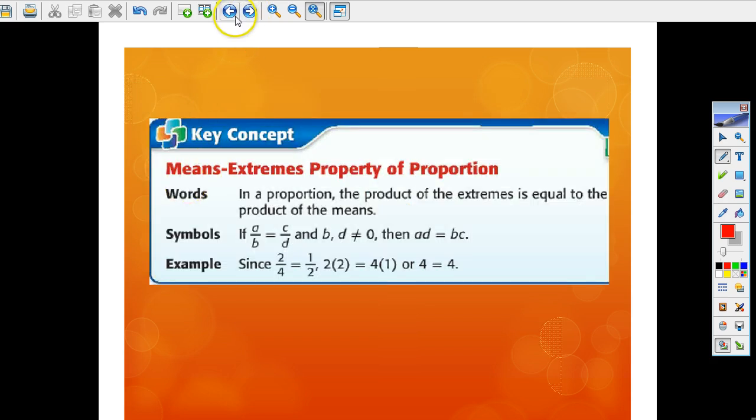Key concept: means, extremes, property of proportion. In a proportion, the product of the extremes is equal to the product of the means. That means A over B equals C over D, or A times D equals B times C. Since 2 over 4 equals 1 over 2, the equivalent fractions, when you cross multiply, 2 times 2 is going to equal 4 times 1, because 4 equals 4.